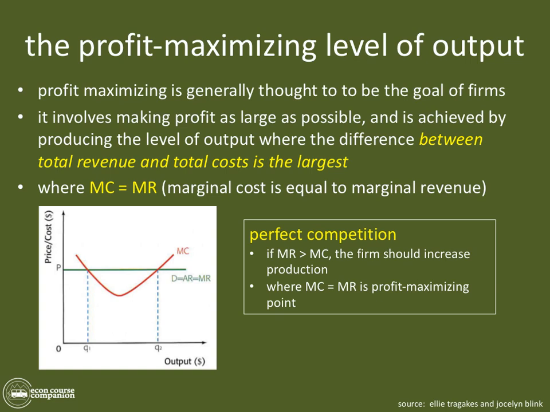Okay, so in perfect competition, which is a theoretical market structure, yeah, the profit maximizing level of output is going to be where marginal cost equals marginal revenue. Of course, profit maximizing is thought to be the general goal of firms. It involves making profit as large as possible, and it's achieved by producing a level of output where the difference between total revenue and total cost is the largest. And the place where you could find that is where MC equals MR. Marginal cost is equal to marginal revenue.